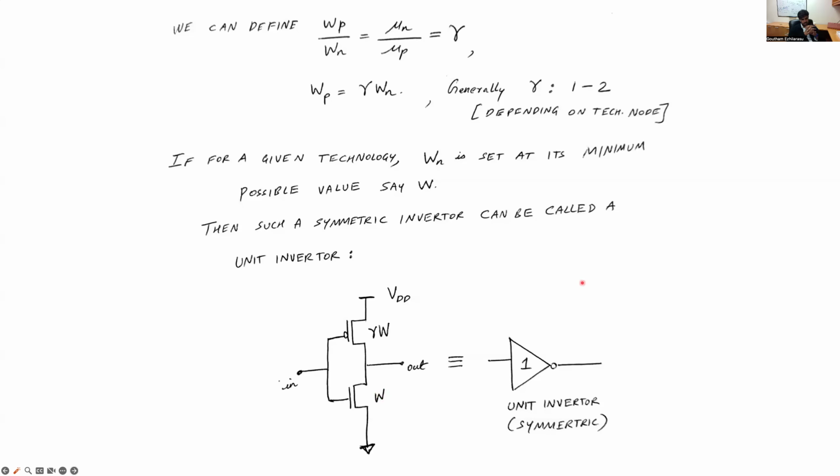And why we need this unit symmetric inverter is because any other symmetric inverter that we have would just be some multiple of this unit inverter, because this W is obviously the minimum possible. So if you have an inverter which is twice as big, it just means that W and gamma times W get multiplied by a factor. For example, an inverter of size 2 would have an NMOS width of 2W and a PMOS width of 2 gamma W, right?